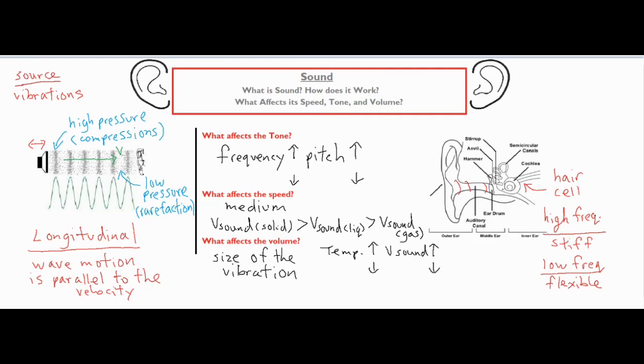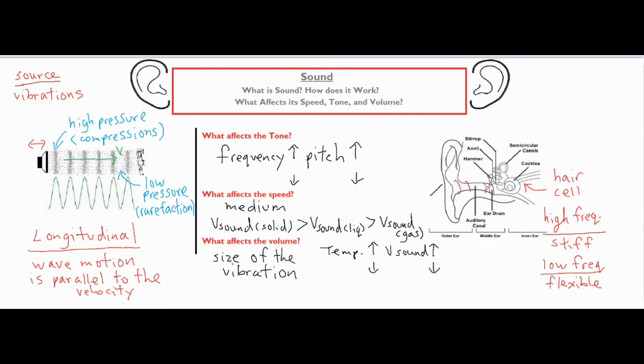So to sum things up, we have a sound wave that causes energy to pass through the air because of vibrations, and as it passes through the air, it causes high pressure and low pressure regions, and those high pressure and low pressure regions will vary in frequency depending on the pitch, and they'll also vary in speed depending on what kind of medium it travels through, and also vary in volume based on the size of the vibration.